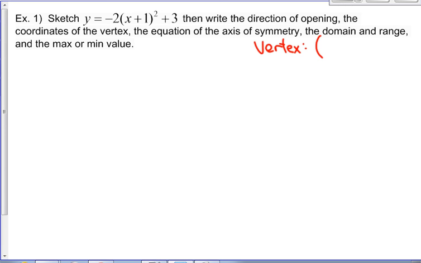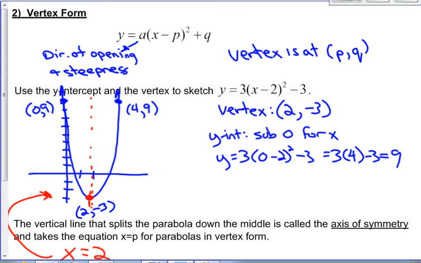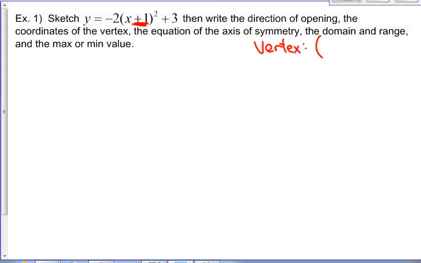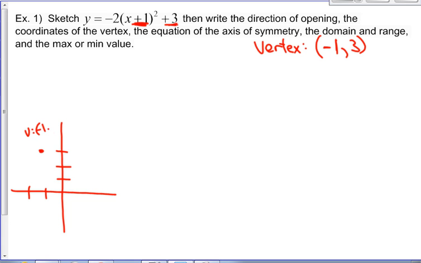The x-coordinate is always the opposite of what you see here. So notice in the last one we had x minus 2, and the x-coordinate was positive 2. Here we have an x plus 1. The vertex is going to be at negative 1, because it's like we're subtracting negative 1. And then it's just exactly what you'd expect for the y value. Okay, I could even start to sketch this. 2, 3. There's our vertex. Negative 1, 3.